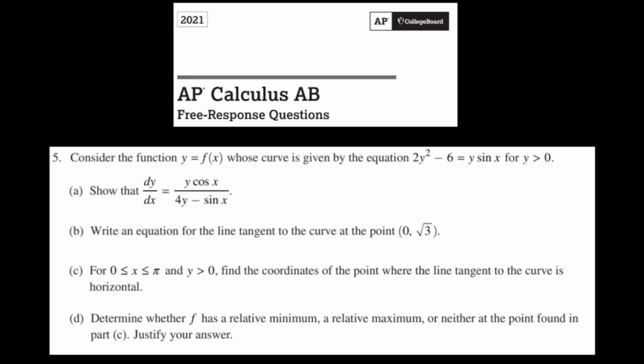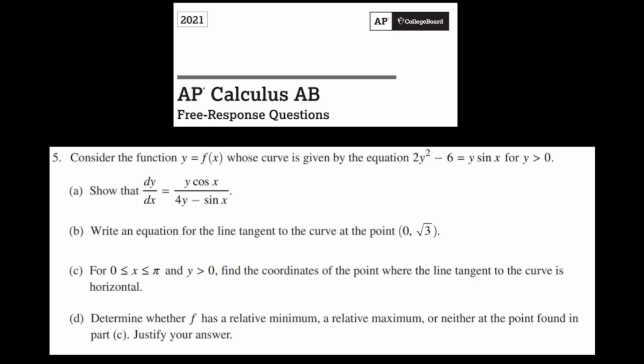In the next part, they give you a limited domain because x has to be between 0 and pi, and they repeated the limited range, which tells you that y is greater than 0. And they want the coordinates of the point where the tangent line to the curve is horizontal. We also talked about that briefly in the previous one, but we have to apply it to this weird function they gave us. And part D asks you to determine if f has a relative maximum, relative minimum, or neither at the point.